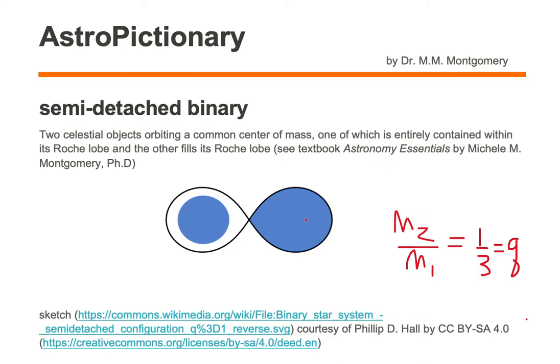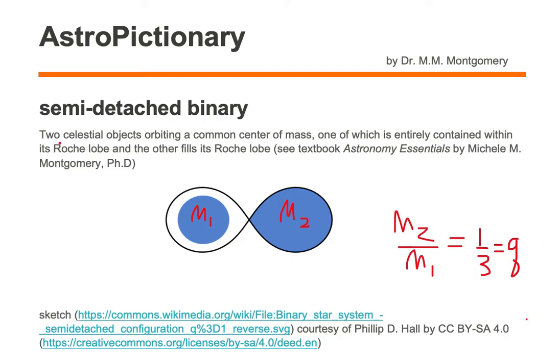In this case, we have our secondary mass object, which is m sub 2, equal to 1/3 of the primary mass object. Thus, the mass of the secondary divided by the mass of the primary is equal to 1/3, which is known as our mass ratio Q.